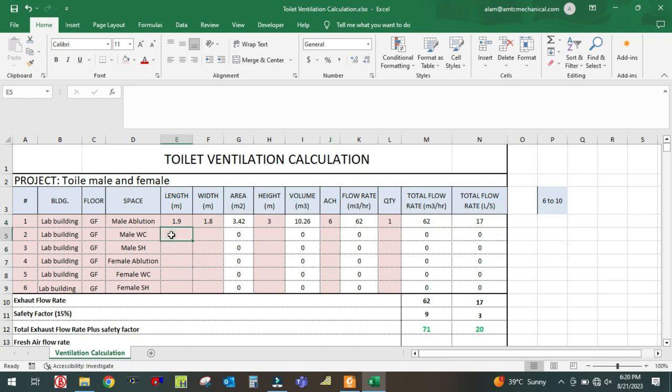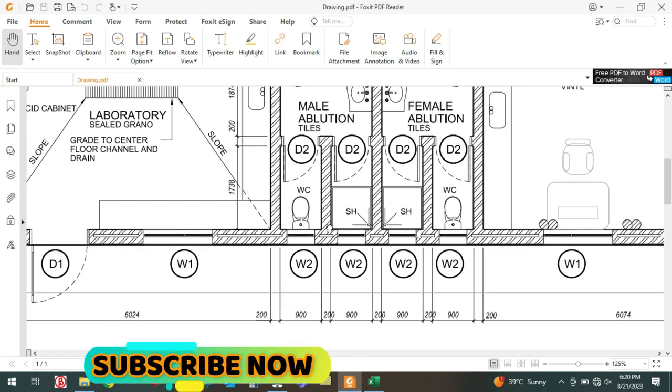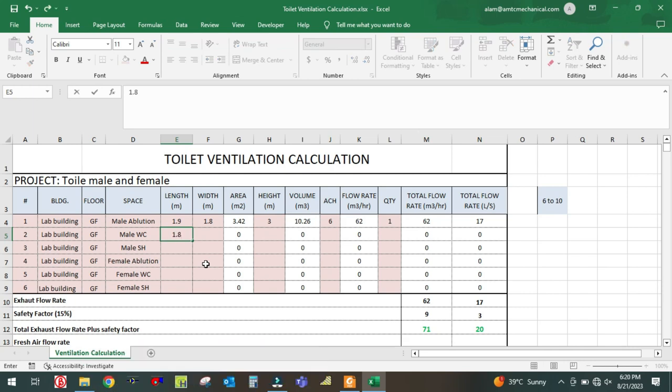So next is male WC. Check the male WC: the length is 1.8 and the width is 0.9. So simply enter here length 1.8 meter and width 0.9 meter. Okay, and height is the same, 3 meter.